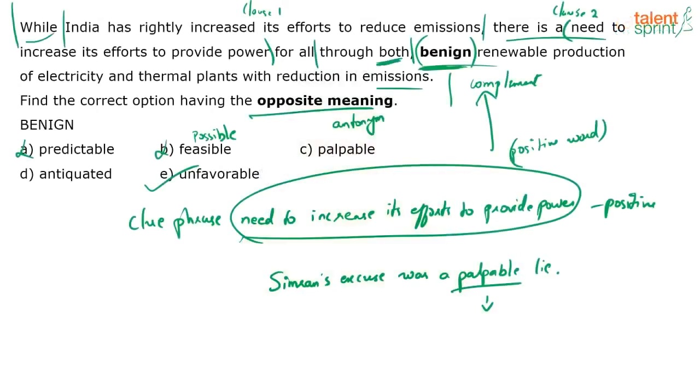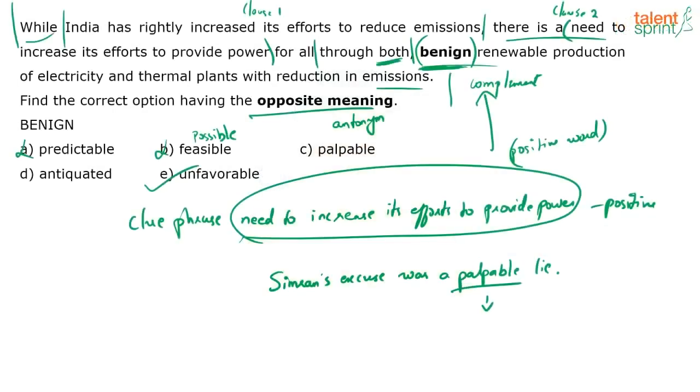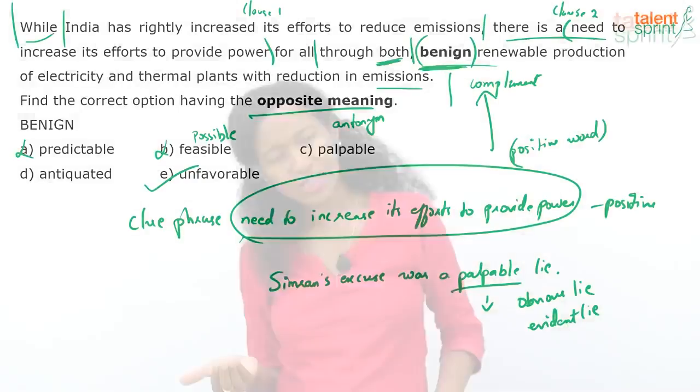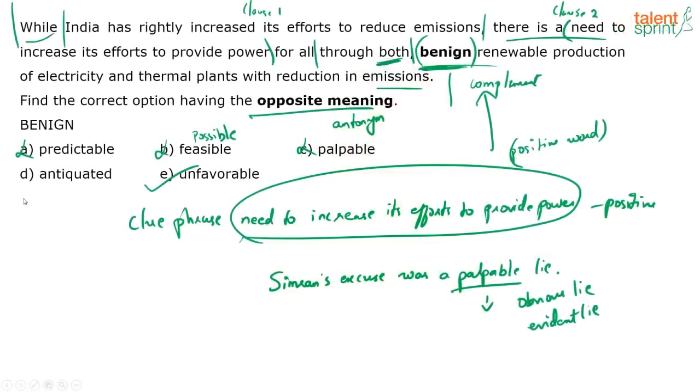Sorry, let me project the example sentence. Just to apply a little bit of logic, it will be her excuse was an obvious lie. It's so obvious. It's so evident. I should have actually asked you for collocations with lie. Obvious lie, evident lie. It's very obvious that she's lying. So, obvious. Renewable production, again an unrelated word, illogical word, out. Antiquated is something old, unrelated.